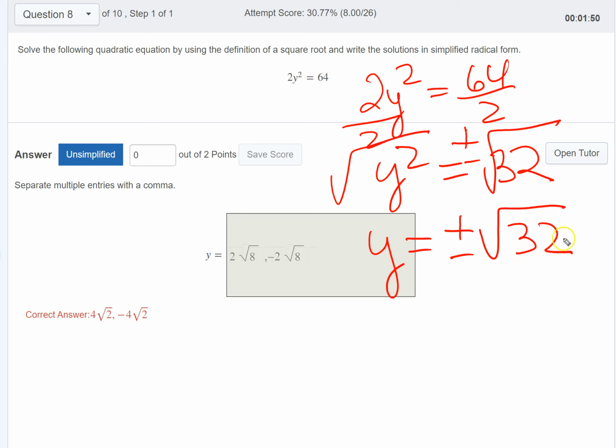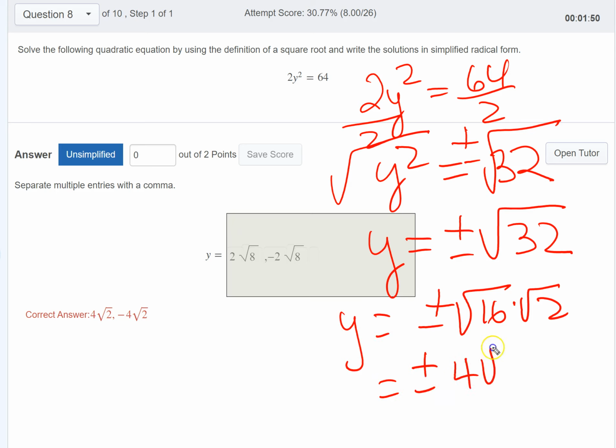But that's not simplified. What's the largest square factor you can take out of there? And the answer is 16. So it's y equals plus or minus 4 the square root of 2. Now this person, when they put their answer, they took out a 4. 4 times 8 got the square root of 4 is 2, but 8 still has a perfect square. So you didn't take out the largest perfect square. So they gave you partial credit, and of course I would too.